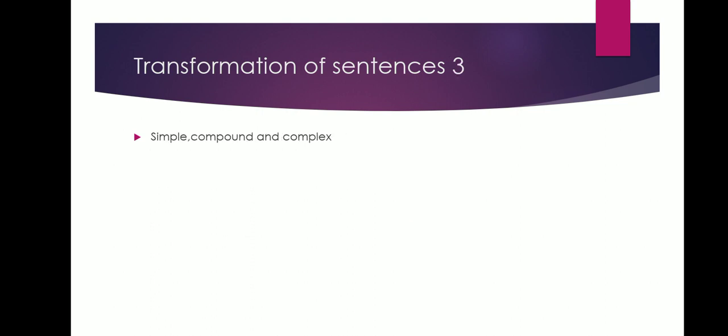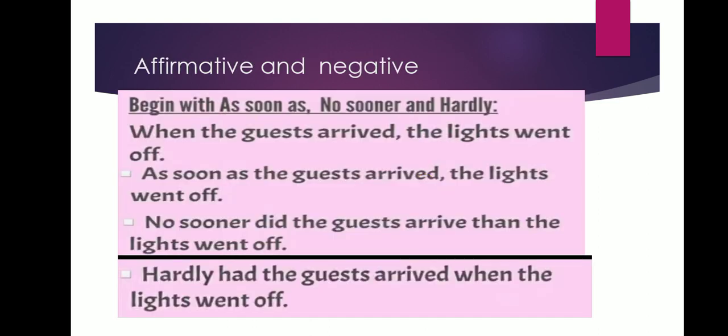In transformation of sentences 3 comes simple, compound and complex sentences. That is the basic thing you have to remember: what is a simple sentence, what is a compound sentence, and what is a complex sentence. Now these are three sets. All three sets at a moment I cannot explain, so I will make three videos. Now first I am going to tell you about transformation of sentences 1.